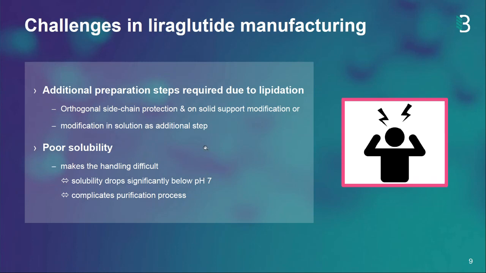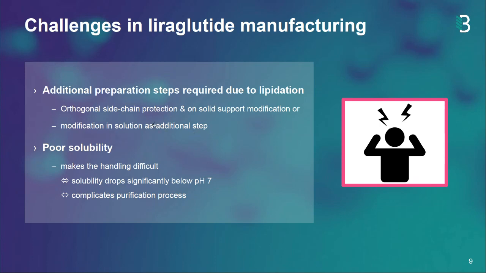However, there are some challenges in the liraglutide manufacturing, which are mainly due to the lipid on the side chain of lysine. So the typical preparation of liraglutide can be either by orthogonal side chain protection and on-solid-support modification, or by modification in solution after the SPPS or after the recombinant synthesis as done by Novo Nordisk.